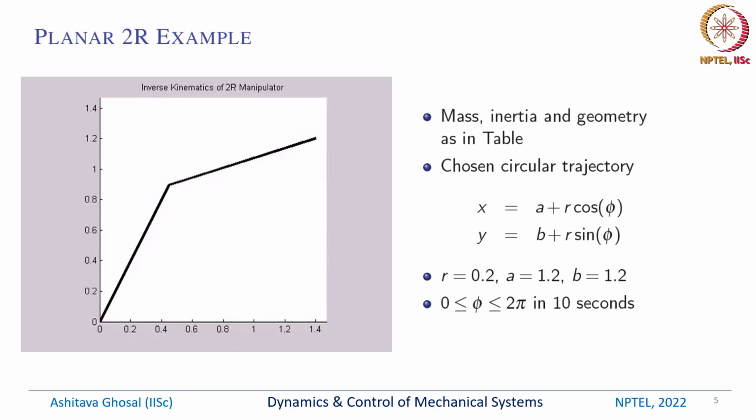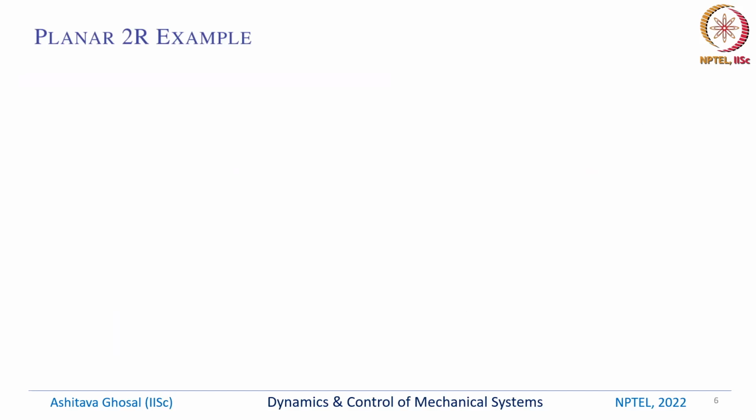So here is a picture of the circle which it is actually going to trace. This is a very straightforward computation. You substitute phi going from 0 to 2 pi, substitute r, a and b in these equations, and we trace this circle. In the previous slide, I showed you that the tip of this robot will trace a circle of radius 0.2 located at 1.2, 1.2.